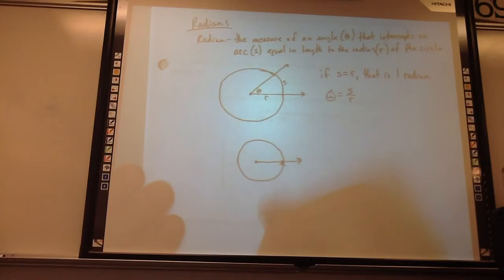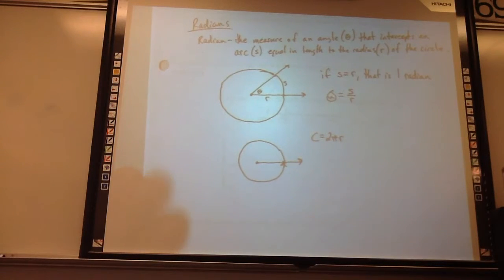The circumference. And what's circumference equal to? Pi r squared. That's area. 2 pi r. Circumference is 2 pi r, right?